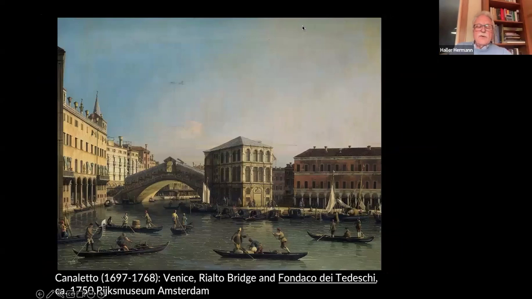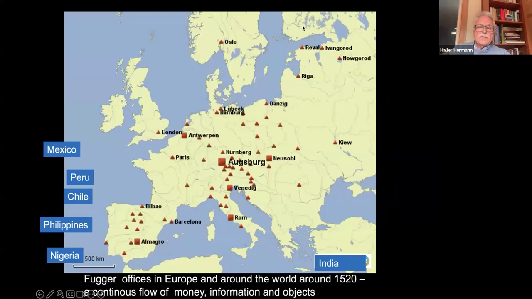This is the Fondaco dei Tedeschi in Venice. This is where the Fuggers built the house. You can see it in the center next to the Rialto Bridge. And this is one of their offices. This shows you their offices throughout Europe.